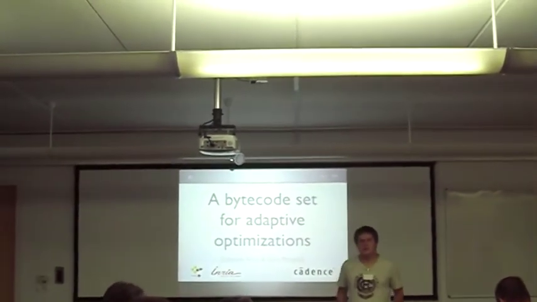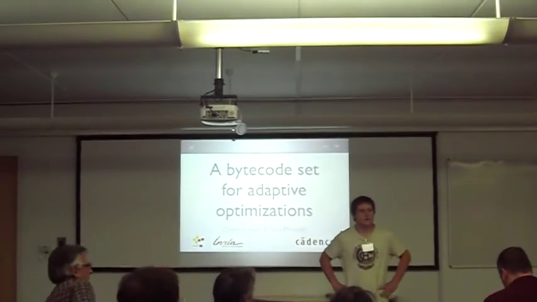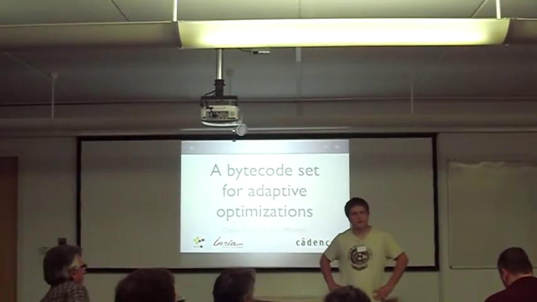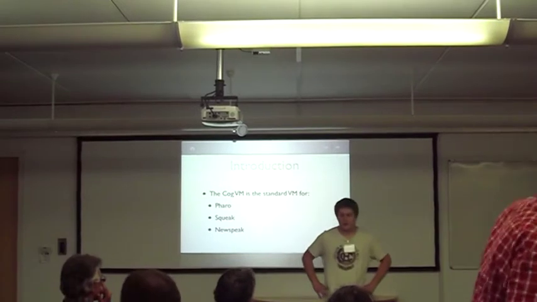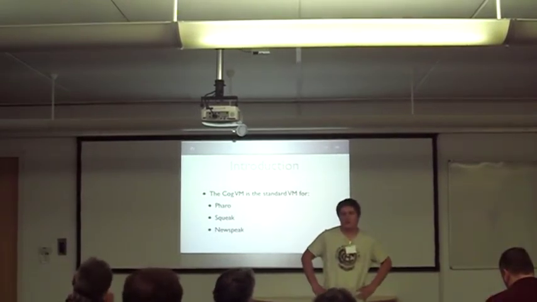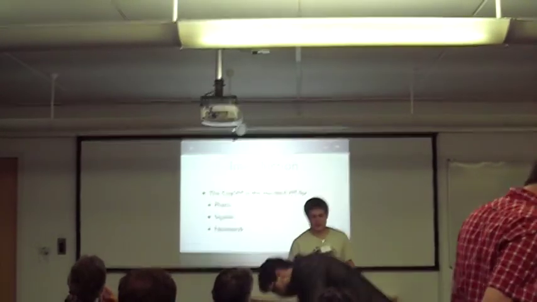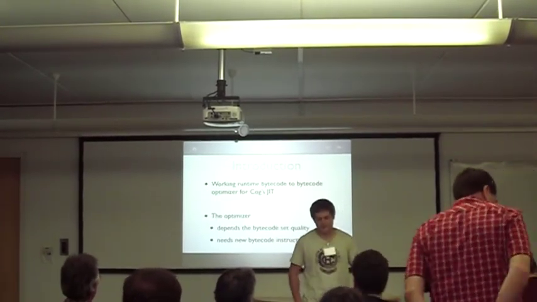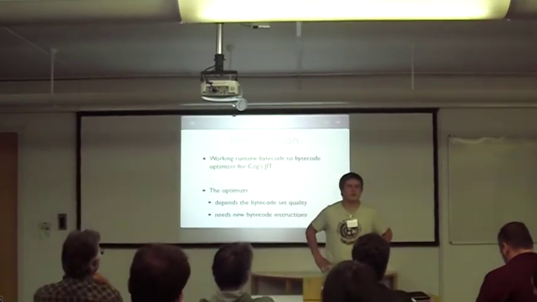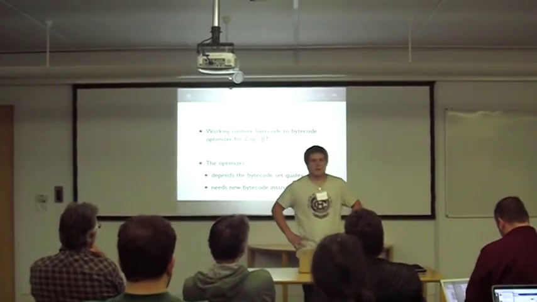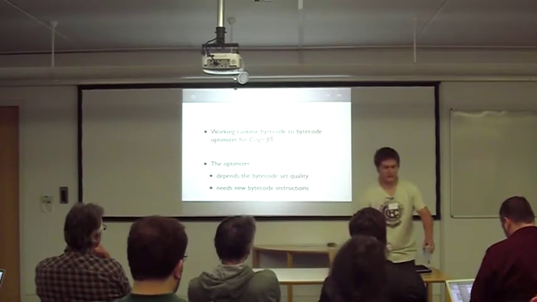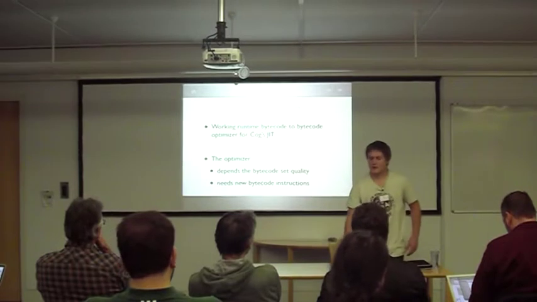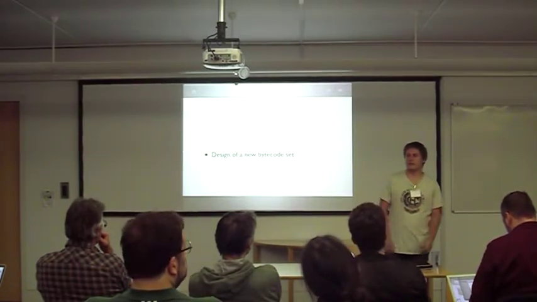So today I'm going to talk about the new bytecode set Eliot and I designed for the Cog virtual machine and its Smalltalk clients Pharo and Squeak. For those who are not aware, the Cog virtual machine is a standard virtual machine for Smalltalk and Smalltalk-inspired environments such as Pharo, Squeak and Newspeak. Right now with Eliot we are working on a runtime bytecode-to-bytecode optimizer for the Cog just-in-time compiler. Basically the optimizer depends on the bytecode set quality, and it also needs additional bytecode instructions, and that leads us to the design of the new bytecode set.